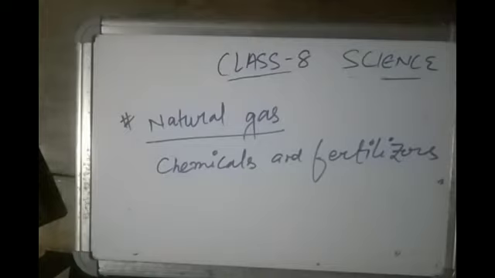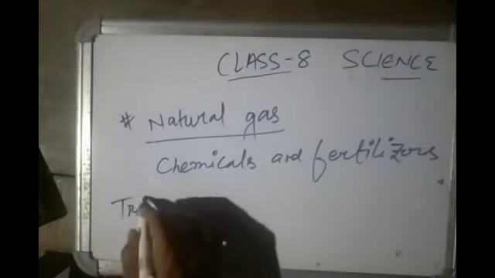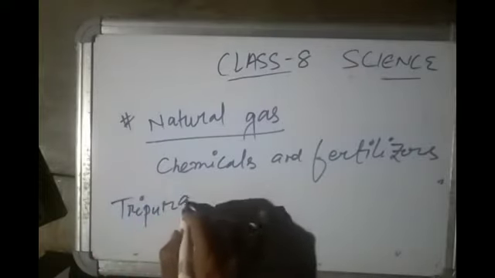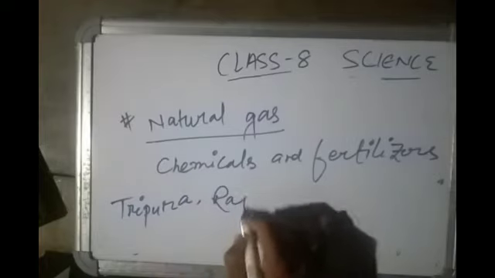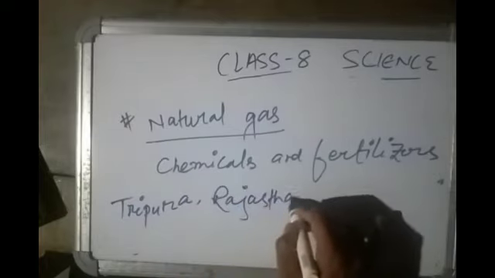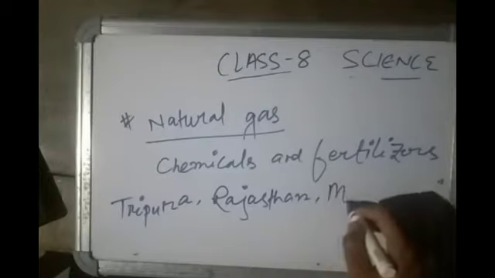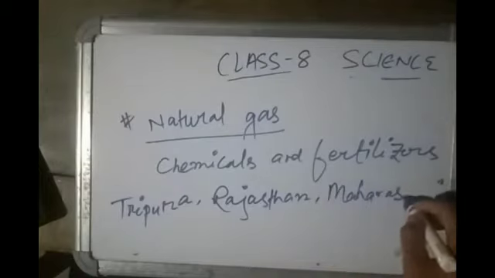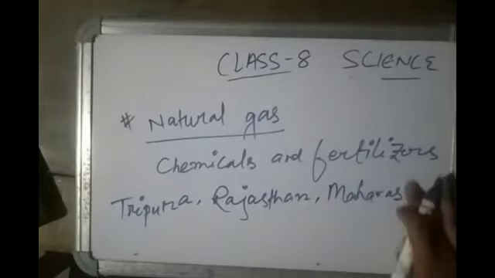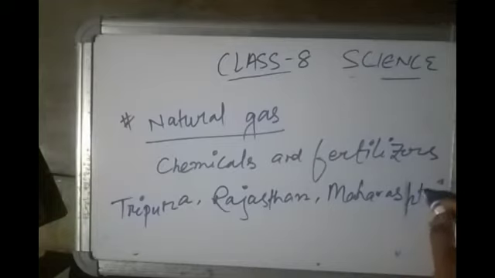India has vast reserves of natural gas. In our country, natural gas has been found in Tripura, Rajasthan, Maharashtra, and in the Krishna Godavari Delta. You will find this in the textbook.